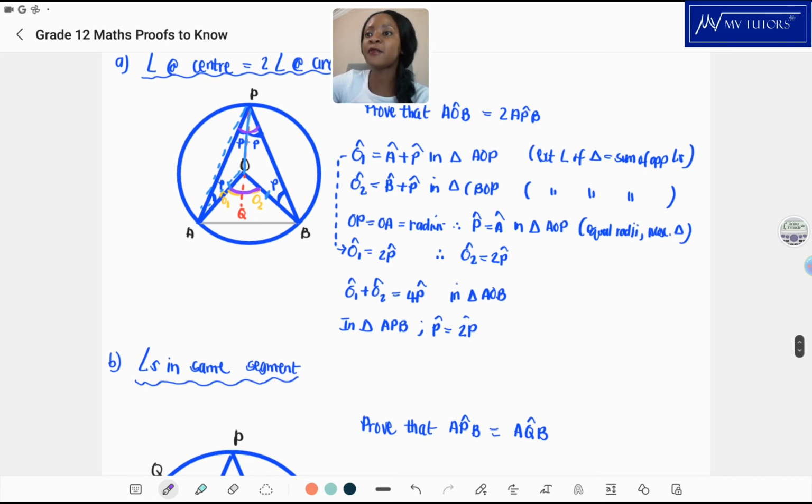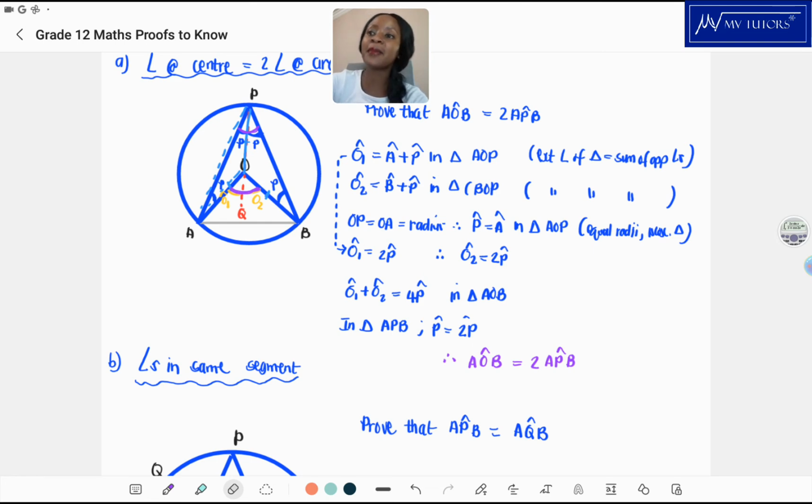Okay, so therefore we could say AOB, finally, we've proved, because we know that AOB is equal to 2 times APB. And that's true because AOB is 4P and this P is actually 2P. So yes, that is how you would prove it. You would actually show it there with the construction.